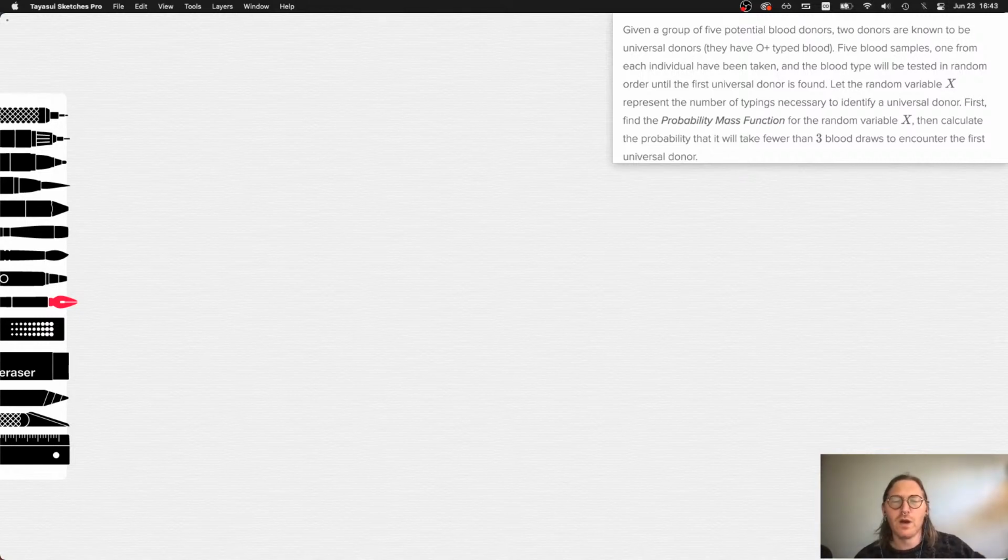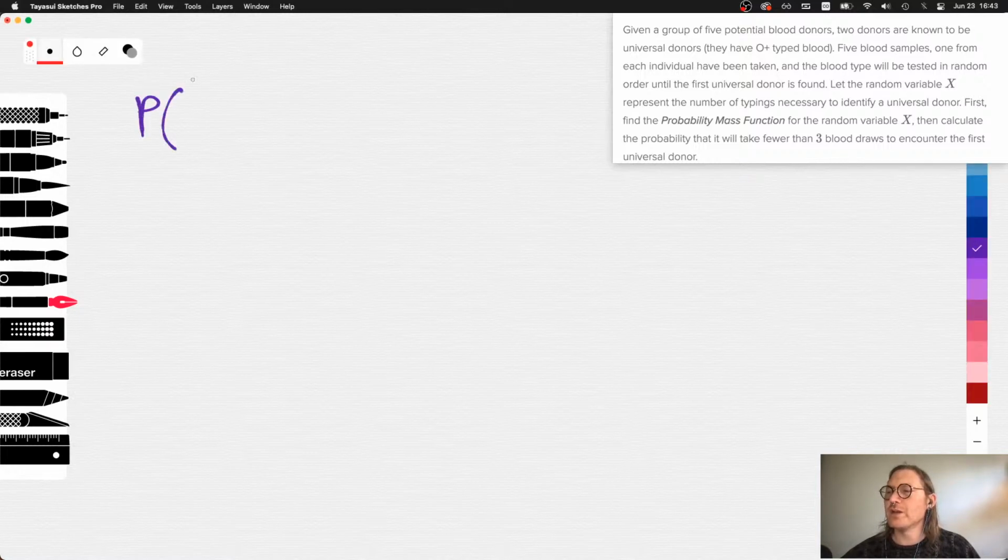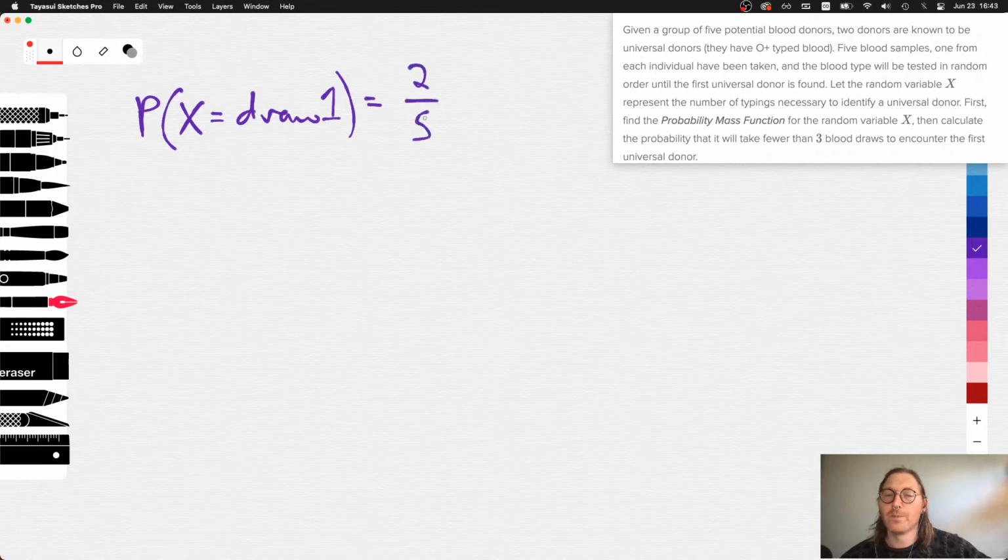All right, so on that first draw, the way we want to maybe think about this is the probability of getting the donor on the first draw. Let's just say x, random variable x, is going to be related to draw 1. This to me is, well, that's 2 out of 5 people, right? So 2 out of 5 people.